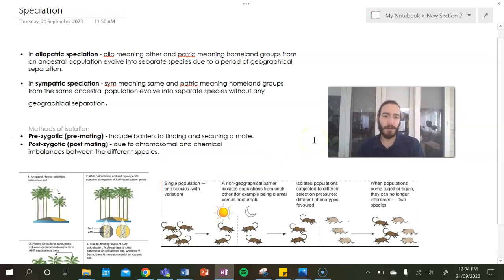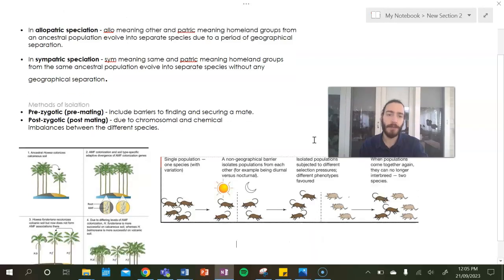Now, there's some misconceptions, I guess, about allopatric being prezygotic and then sympatric being postzygotic. Don't worry about that. Most of the time, it's prezygotic mechanisms that we're talking about in both allopatric and sympatric. Okay, if it's temporal isolation, it's prezygotic. If it's geographical isolation, it's prezygotic. So don't be too concerned about that.